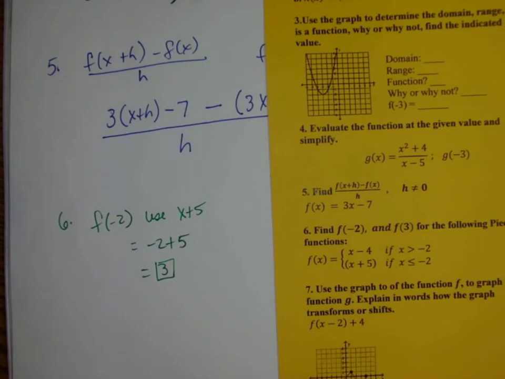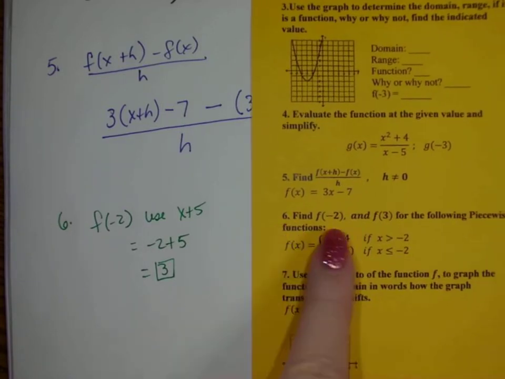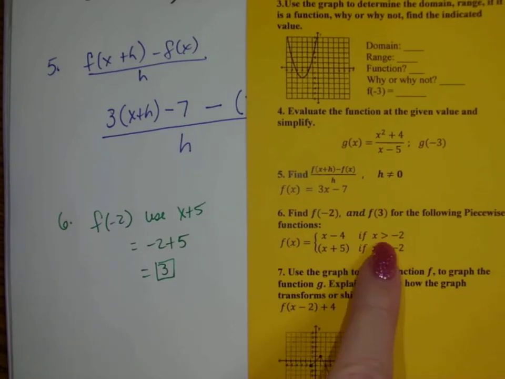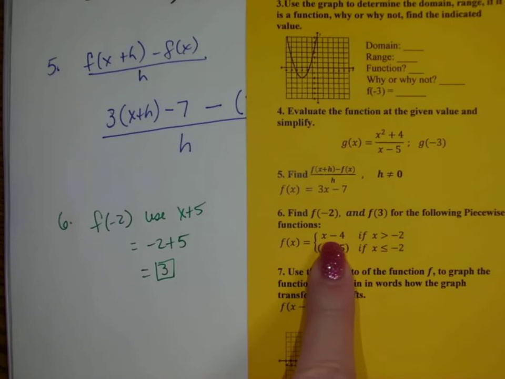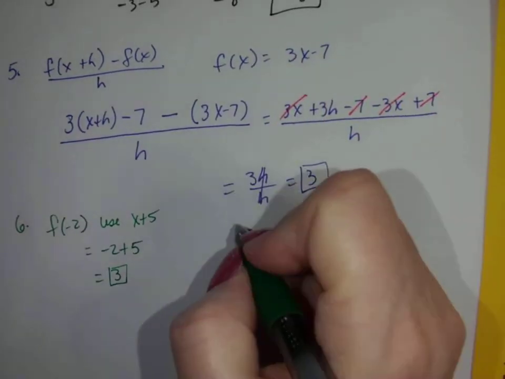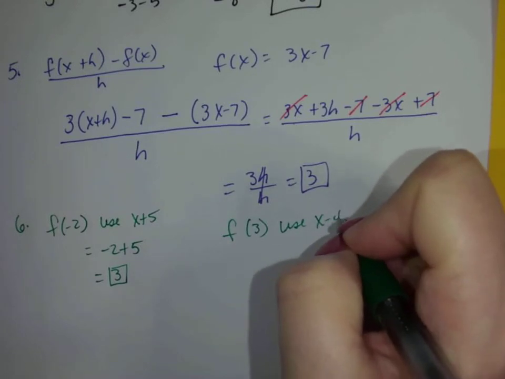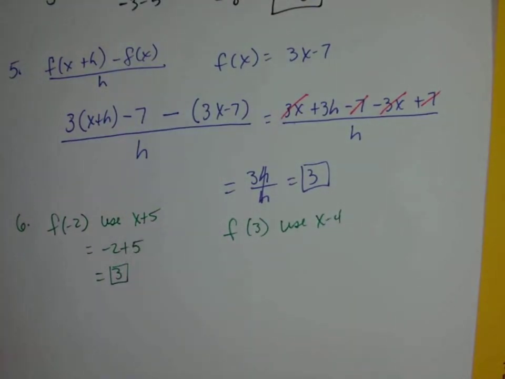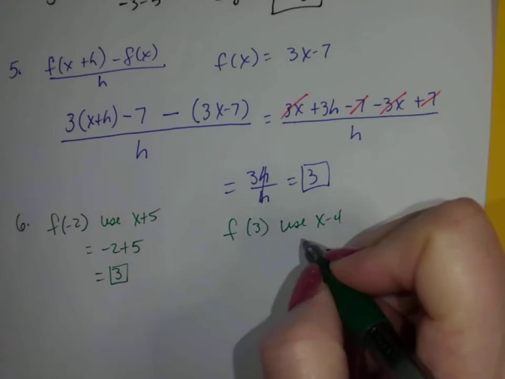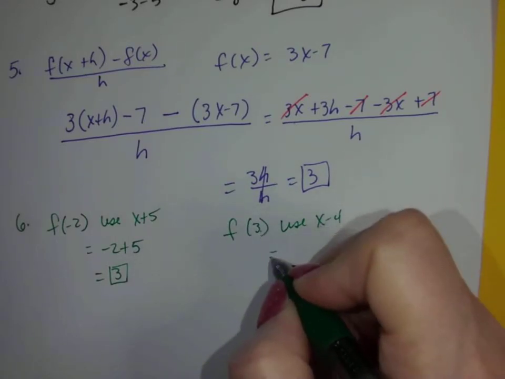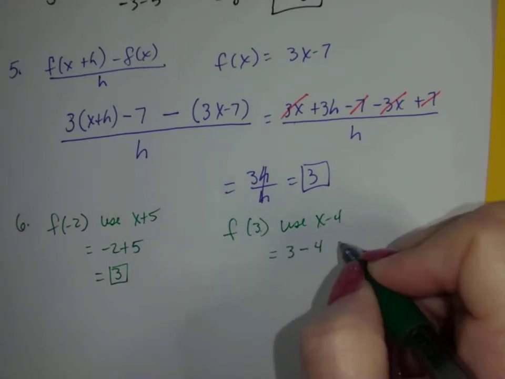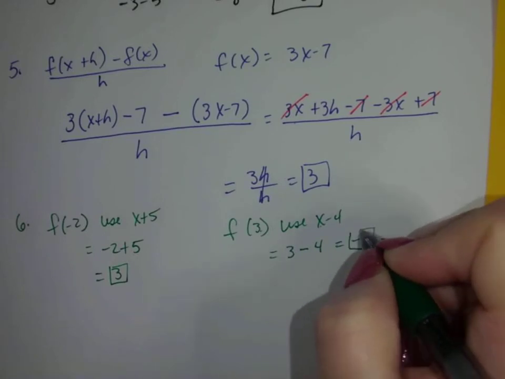All right, and on the next part, it's asking for f at 3. So for f at 3, that is greater than -2, so we'll use the x minus 4. You don't have to put the u's, you just need to show me your work, but I want to make sure you understand what I'm doing. So we're going to plug in 3 for x this time, so we'll get 3 minus 4, and that'll be equal to -1.